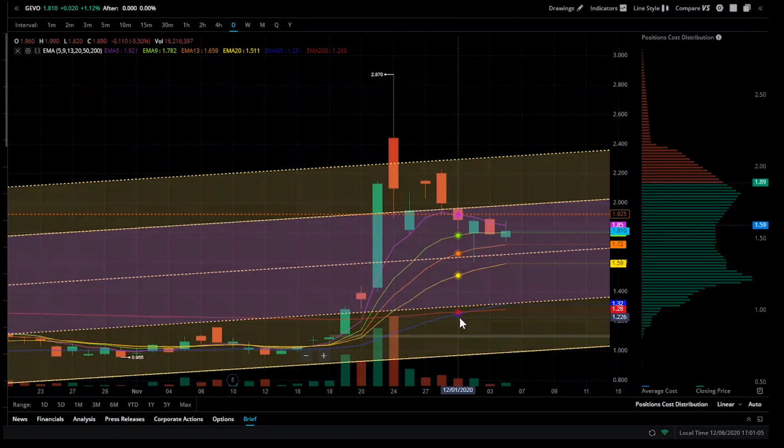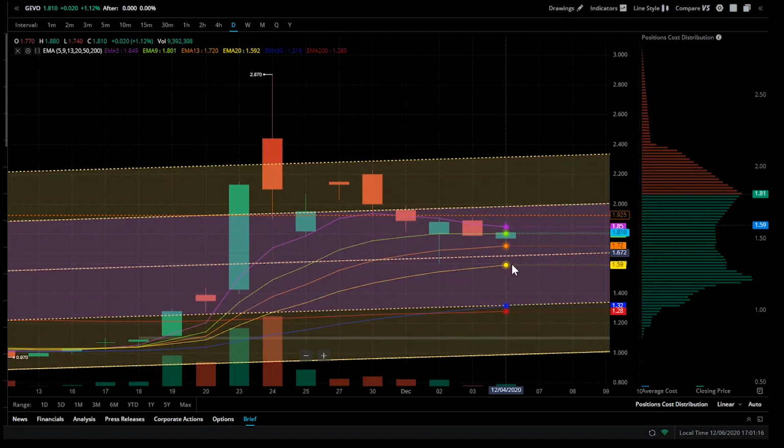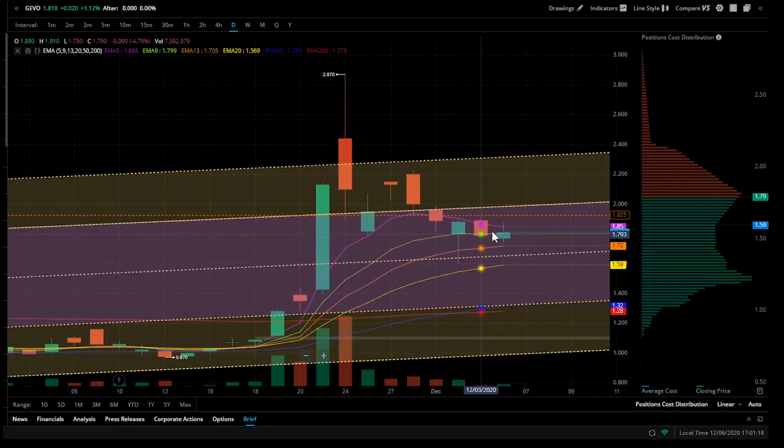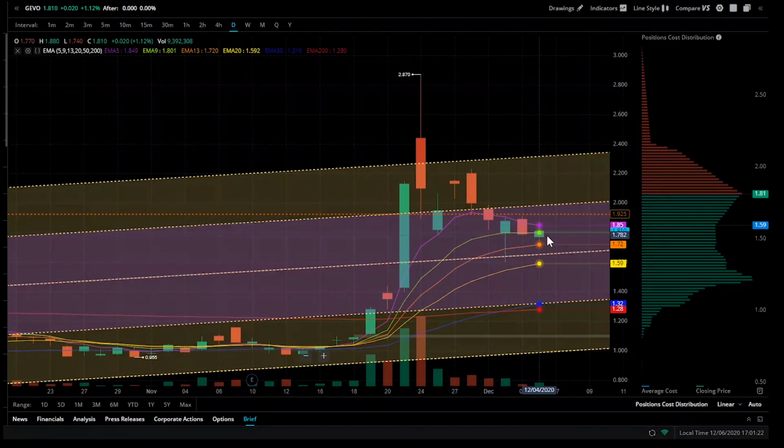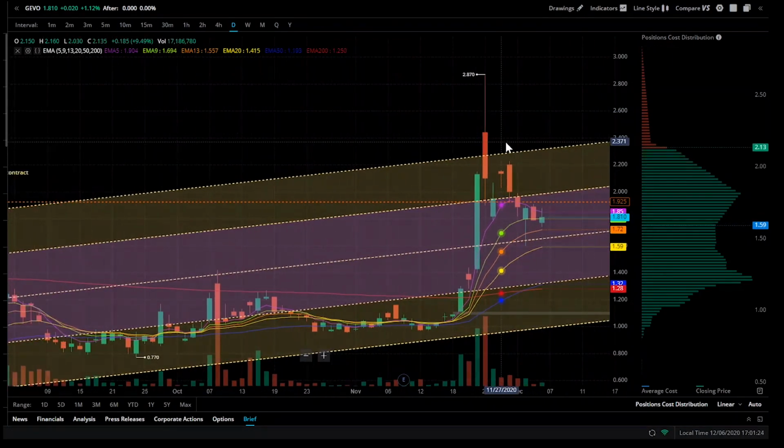While here, for example, the 50 and the 200 are forming that support line, right? And then here we have variations of where the support and resistances are. All right, so before we move here, let's add one more tool.